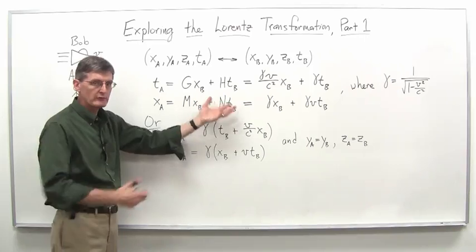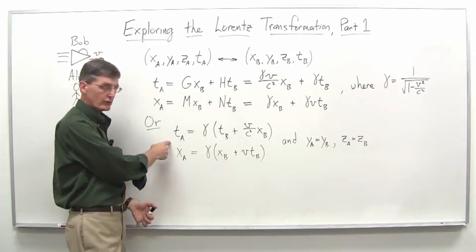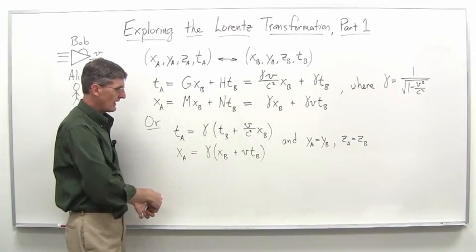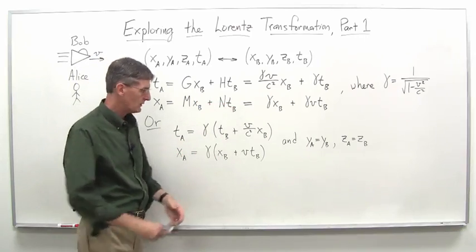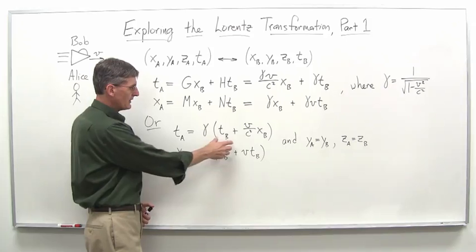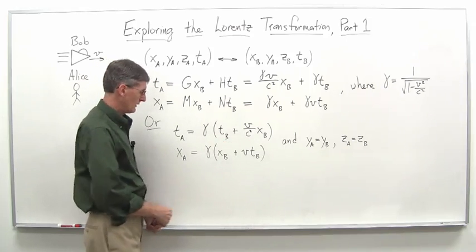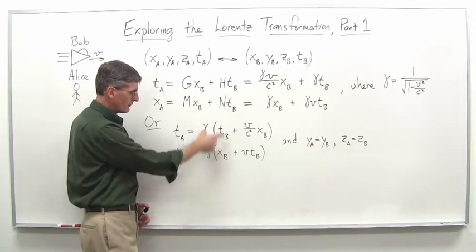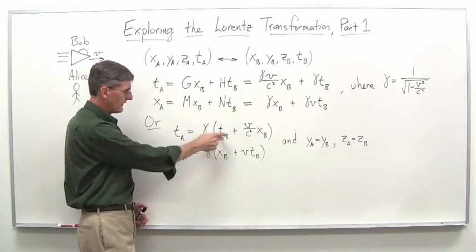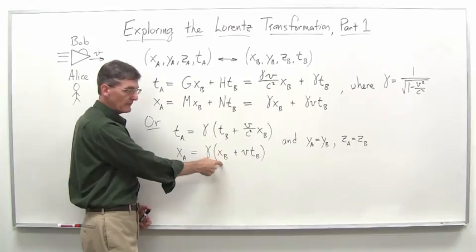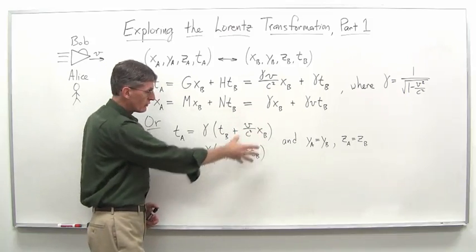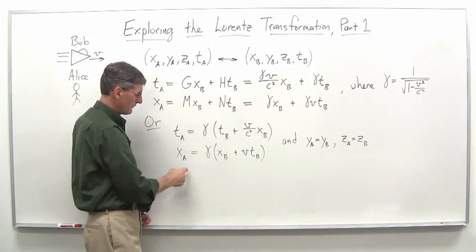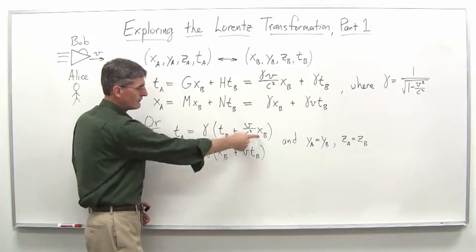We rewrote those. We just moved things around a little bit and put them in this form. For ta and xa, it's a little bit easier to memorize them. In that form, ta equals gamma times tb plus v over c squared xb. xa equals gamma times xb plus v tb. So notice this sort of parallelism here between ta, tb, xa, xb. Slight difference in the second term in each. I've got v tb over here in the xa and v over c squared xb.